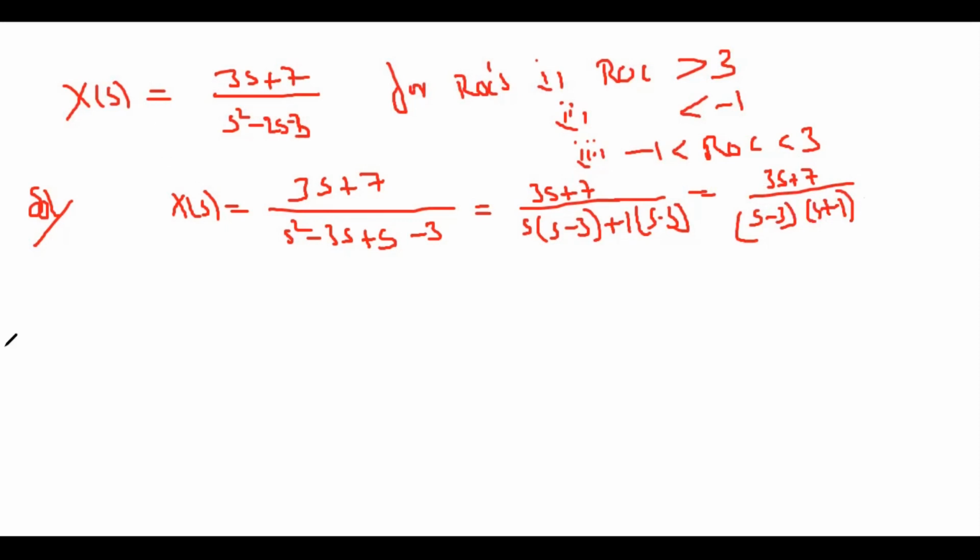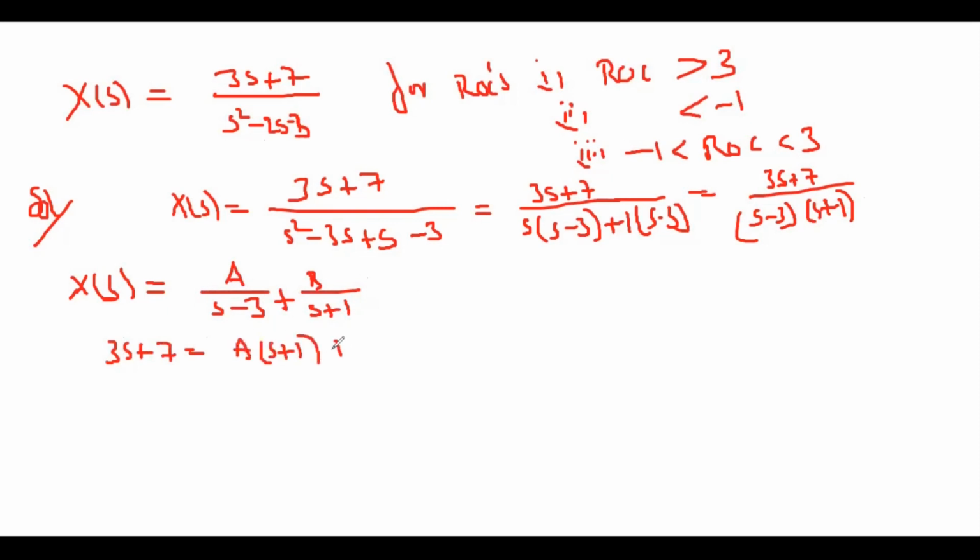Now you got the factors in the denominator, poles. So X of s is equal to, now I'm writing that as A by (s minus 3) plus B by (s plus 1). Got it, my dear friends? Now you can equate this function as 3s plus 7 is equal to A into (s plus 1) plus B into (s minus 3).